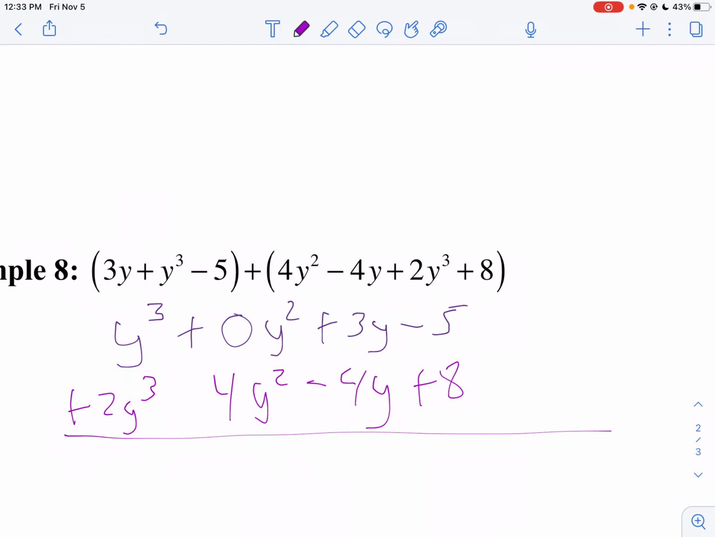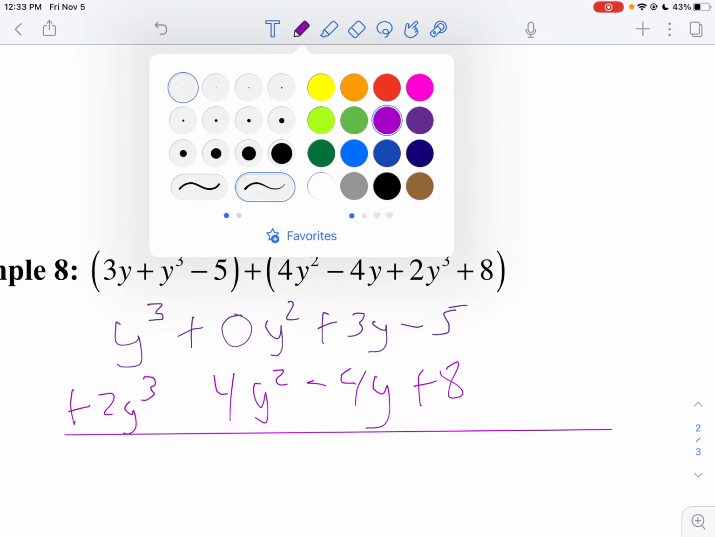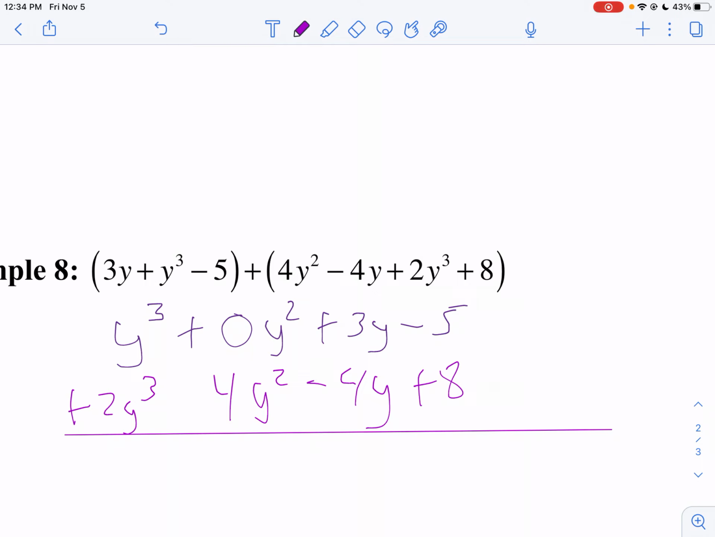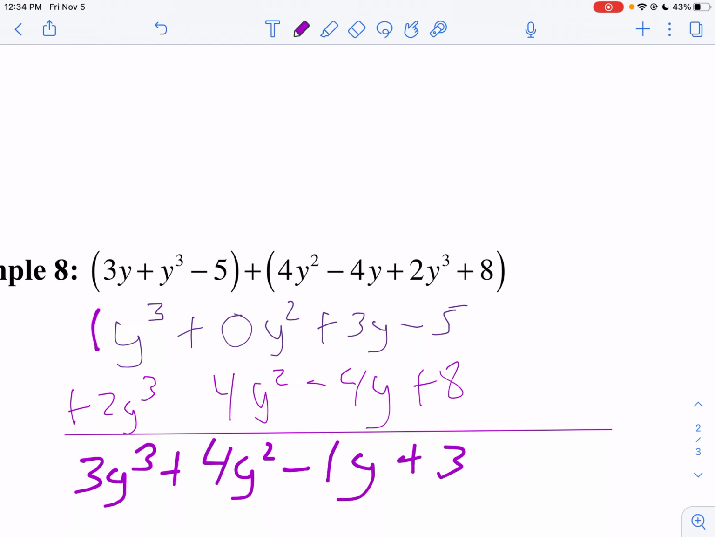Now I'll just add them up. Make this a tad bit thicker so you can see it. A little bit nicer. So 2 plus 1 is 3y cubed. 0 plus 4 is 4y squared. 3 minus 4 is minus 1y. You can write minus 1, or you can just write minus y. And then negative 5 plus 3 is a positive 3. You don't need to have the 1 there. And there's your answer.